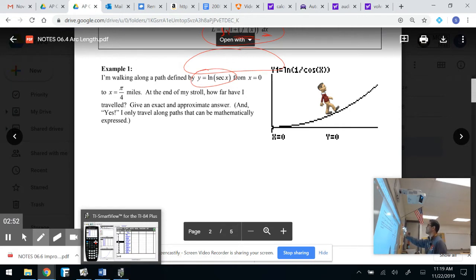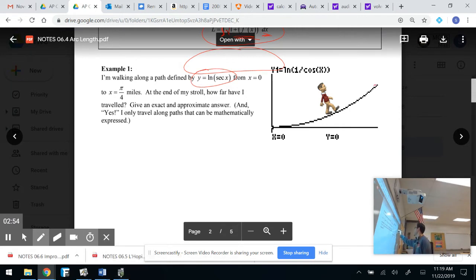And he's going from 0 to pi over 4, okay? Miles. At the end of my stroll, how far have I traveled? Give an exact and approximate answer. And yes, I only traveled along paths that can be mathematically expressed. All right, here we go. So it is as okay as this. Arc length, right? We like to use this.